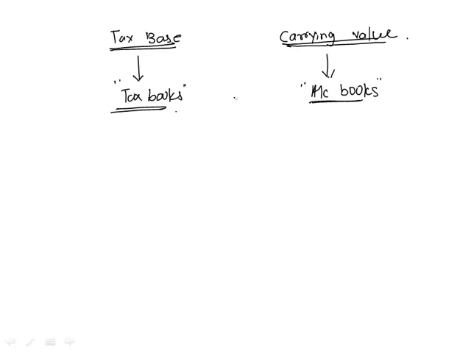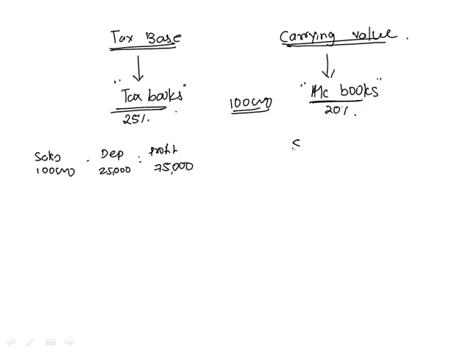Let us say again we have an asset of 100,000. In tax books we are allowed to charge depreciation at the rate of 25%. In accounts book we are allowed to charge depreciation at the rate of 20%. First year sales of 100,000 minus depreciation of 25,000, profit of 75,000. Here in the accounts book I am assuming sales of again 100,000, but depreciation here would be how much? 20,000, and therefore profit before tax here would be 80,000.